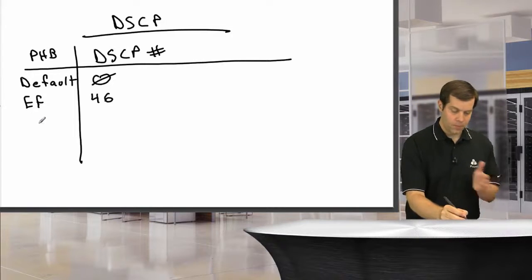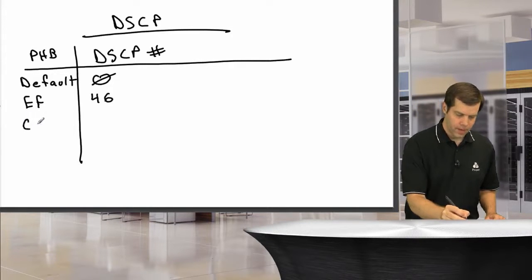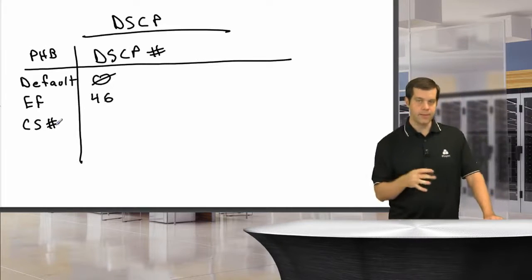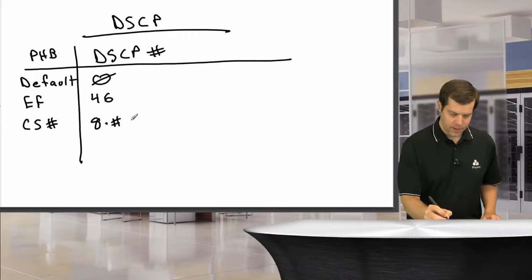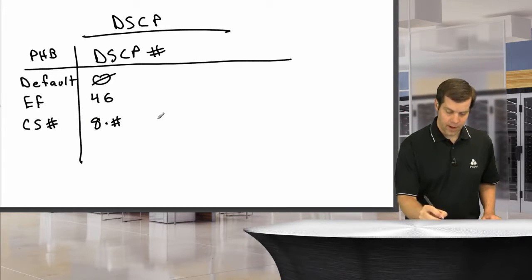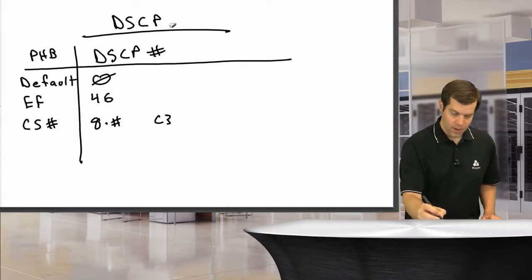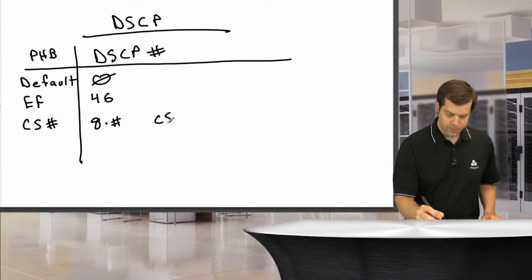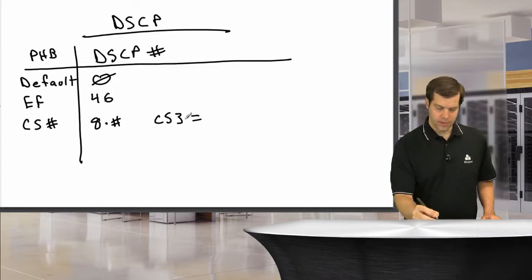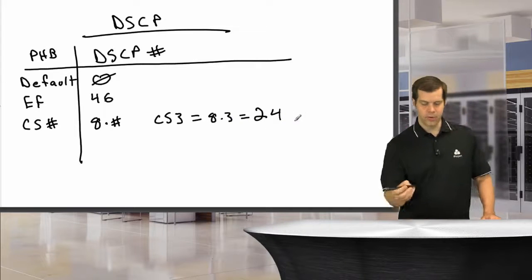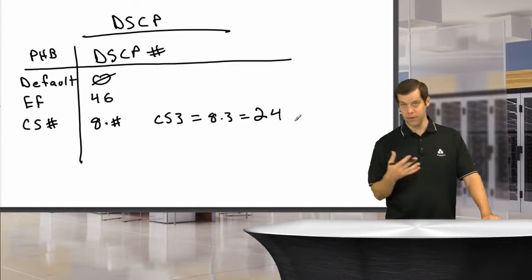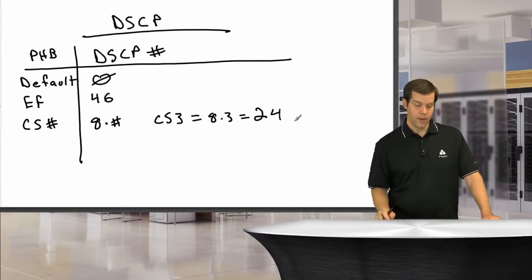The next 2, we have an equation to follow. So we'll talk about CS, and then it'll be a number after it. CS stands for class selector. So the math here is it's just going to be 8 times the number is the value. And so if we have, say, CS3, we would just take 8 times 3, 24. So CS3 would translate to a numerical value of 24. CS4 would be 32. So it's just 8 times the number.